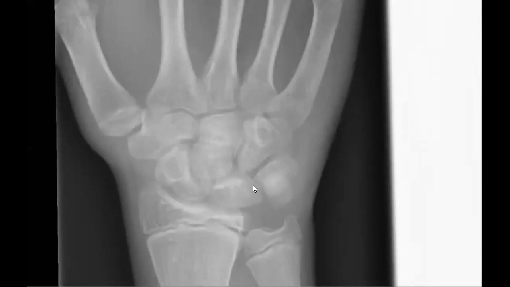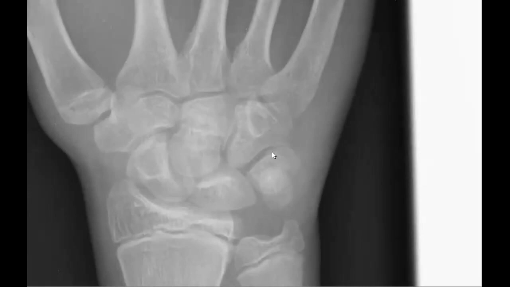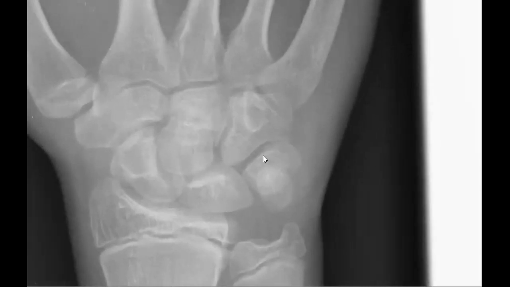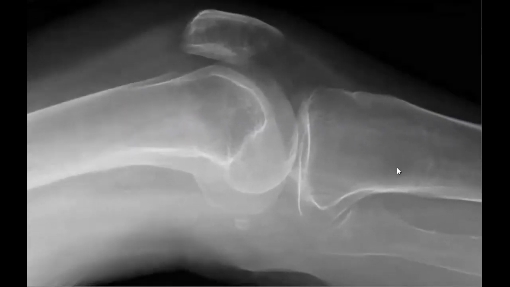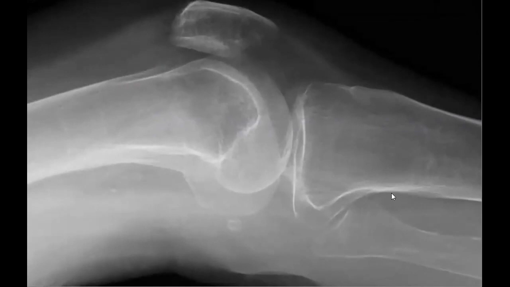Again, scaphoid, lunate, triquetrum, okay. The trapezium here is fine. Trapezoid, capitate, hamate. So the pathology is in the capitate, exactly. So capitate fracture. Where is the fracture here? It is an easy one.